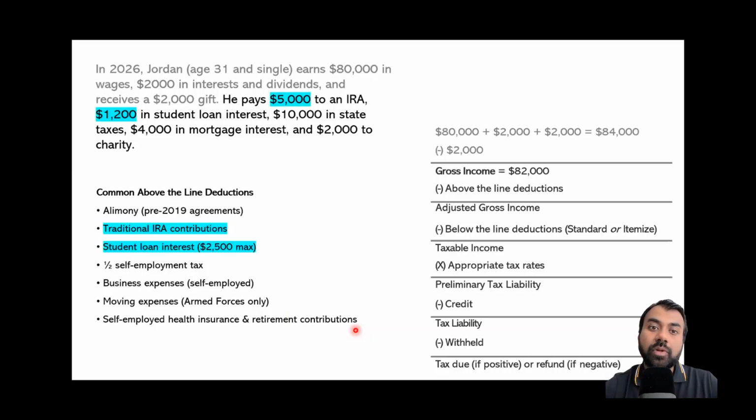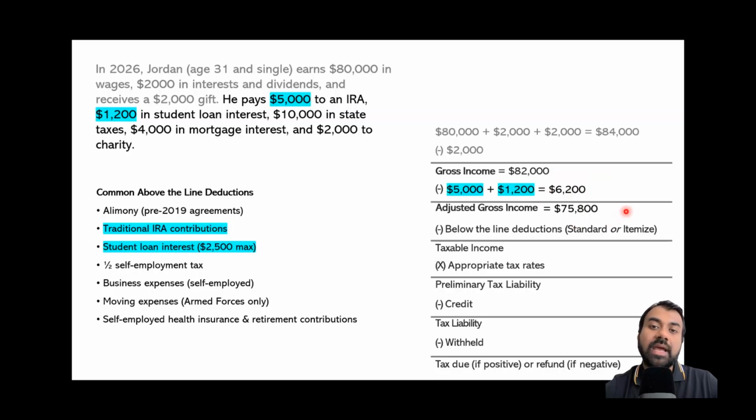So in our example, we can see that there are a couple of above the line deductions. One is $5,000 to an IRA and the other is $1,200 in student loan interest. Again, that amount is less than $2,500, so Jordan can take all of it. So we apply that $5,000 and $1,200 to come to the $6,200 amount. That's our above the line deduction. So we're going to subtract this $6,200 from our $82,000 to come to our adjusted gross income, which is $75,800.